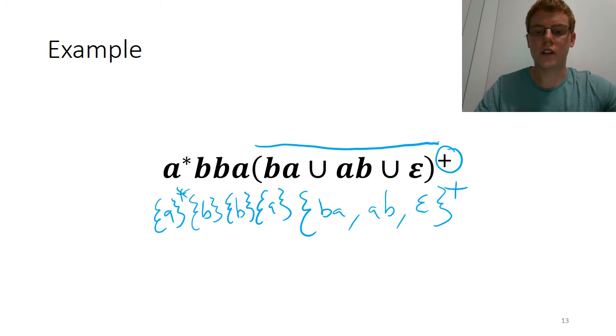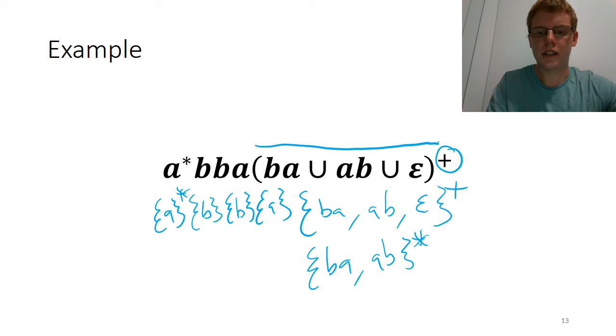Now, because I've included epsilon in here, this one is no different to just saying BA or AB Kleene star. So, can you see how you would be able to describe the language given by an arbitrary regular expression? And, now knowing that language, be able to build a finite state machine capable of accepting it.